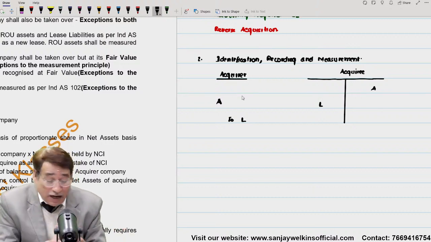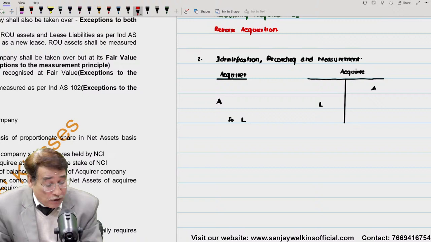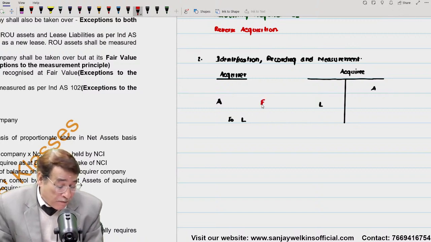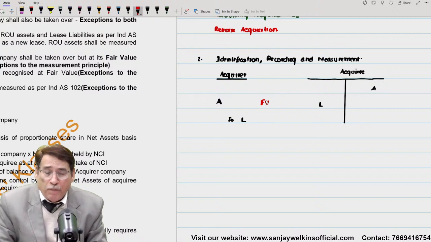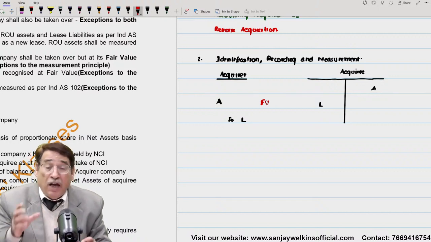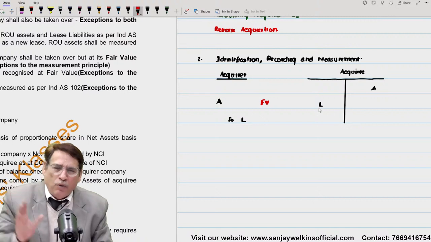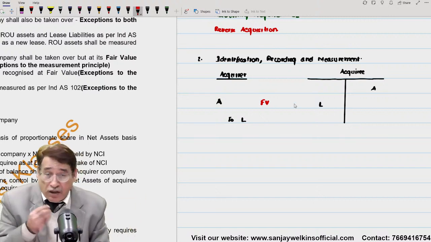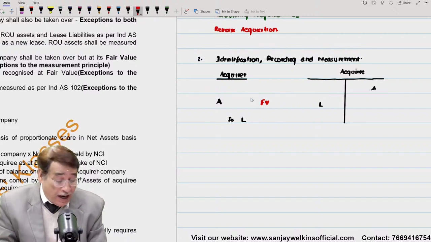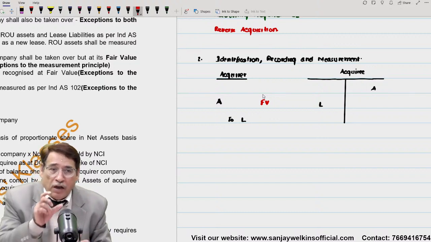But the point is that all the assets and liabilities you are going to record at fair value. This is very important. When I am writing FV, it means fair value. This is the general principle that all the assets and liabilities of the acquiree company will be recorded by the acquirer company at fair value. Whether they are appearing in the books of the acquiree at book value or at whatever value, irrespective of that, we have to see what the fair value is on the date of acquisition, and on the basis of fair value, we are going to record all the assets and liabilities of the acquiree company.